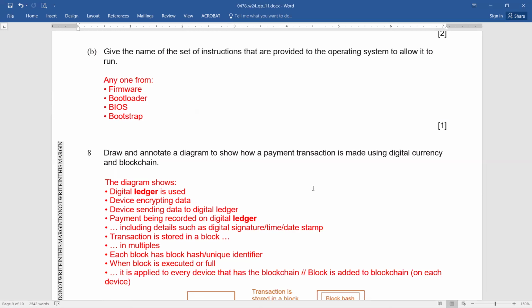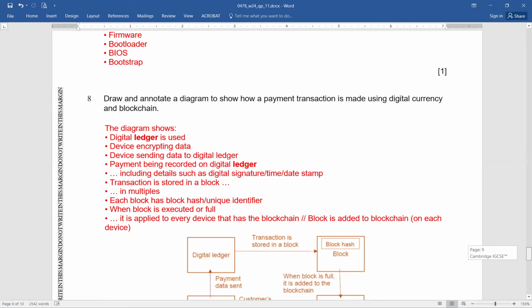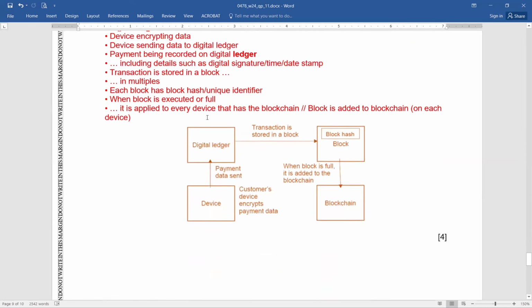Transaction is stored in a block in multiples. Each block has a hash value or a unique identifier. When a block is executed or full, it is applied to every device that has the blockchain. And actually that block will be added to the blockchain. So here they have given us the points, and this is what a sample diagram that they expect us to draw to score 4 out of 4.